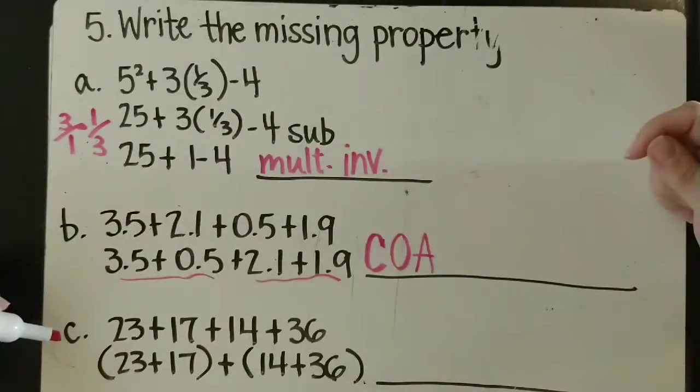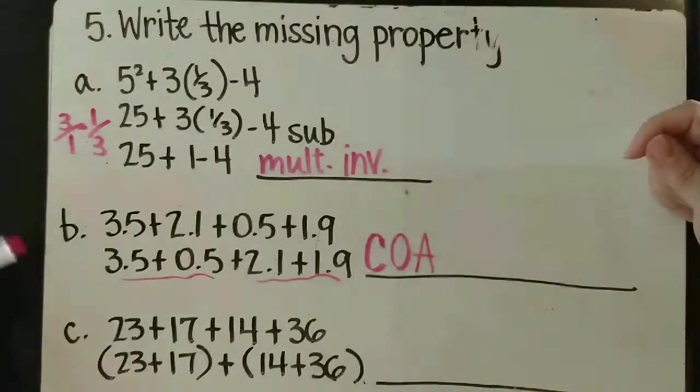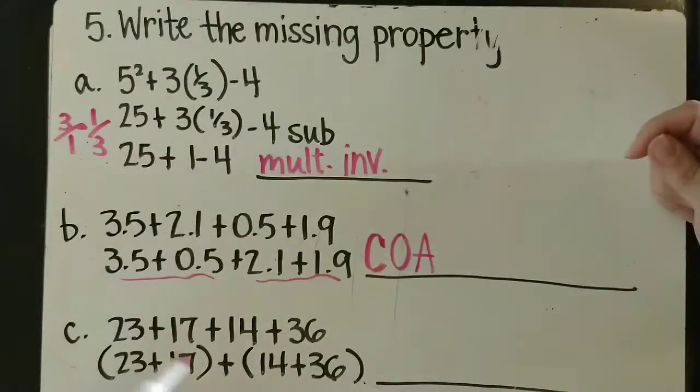Now let's look at C. Go ahead and write it down. The very first step has the numbers written, all addition. Then the second step shows how we're going to group them together to make a multiple of 10, like 10, 20, 30, 40, 50, 60, etc.